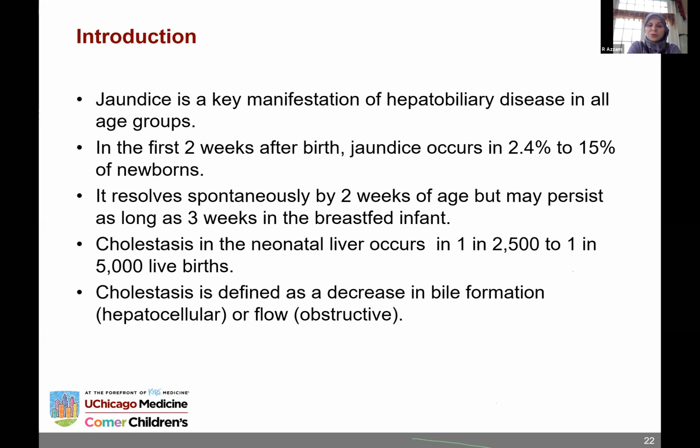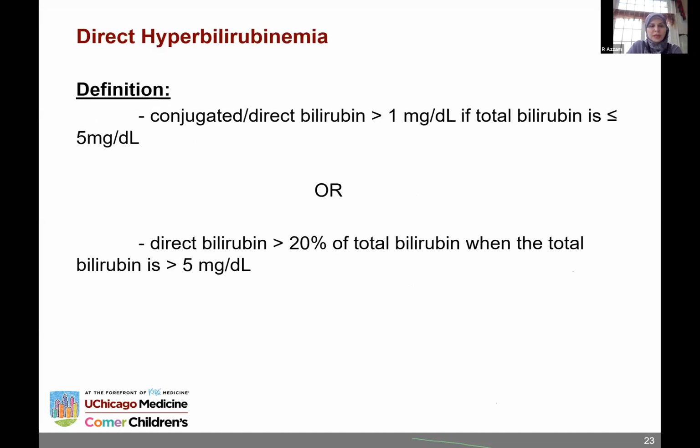And when we mention the word cholestasis, there are two big categories under that. Either it's a decrease in bile formation, which tells you that there is a hepatocellular problem, or there is decrease or stoppage of the flow, and that's the obstructive jaundice, obstructive cholestasis. How do we define direct hyperbilirubinemia? If the total bilirubin is 5 or less, then D-bili above 1 is abnormal. And if the total is more than 5, then D-bili above 20% of that total number is abnormal.